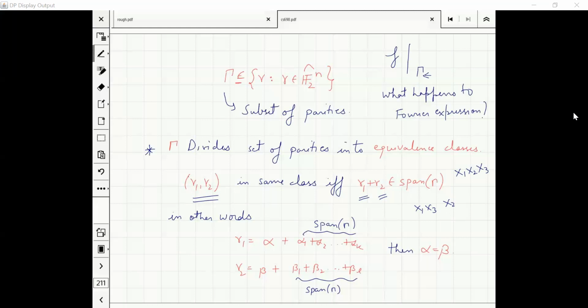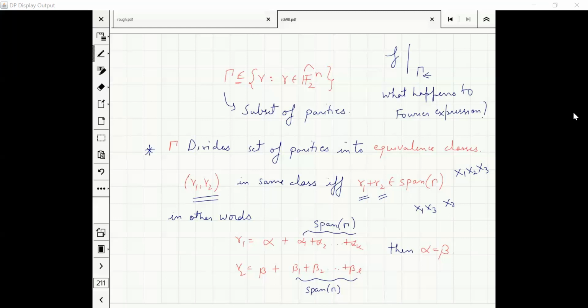Correct? Yes, and then x1, x3 would be replaced by x2 into something. X2. Right. So it will become some constant times x2. So these two monomials will get merged.